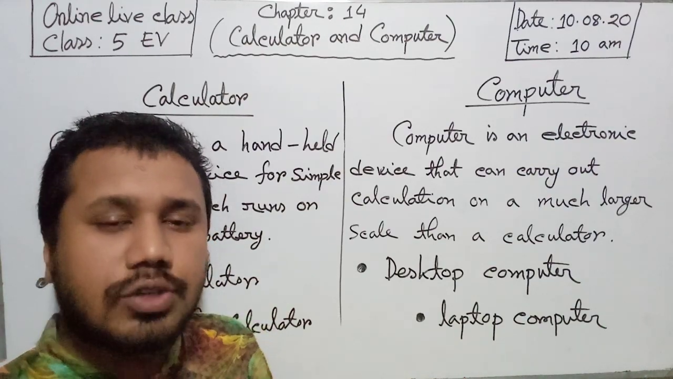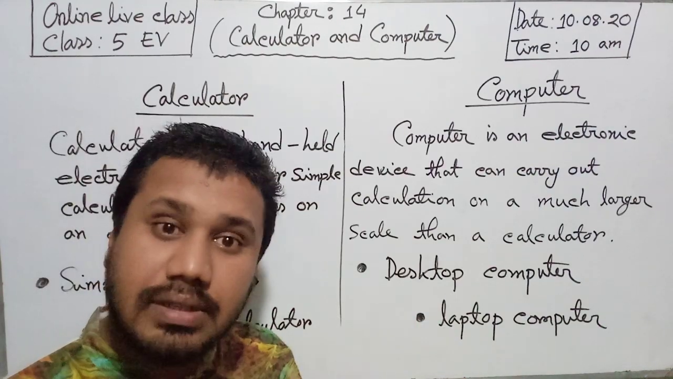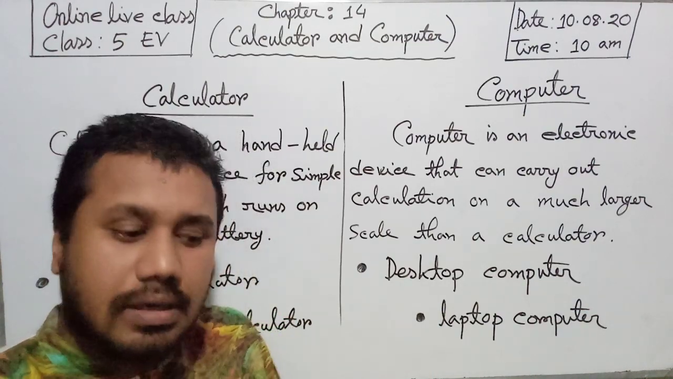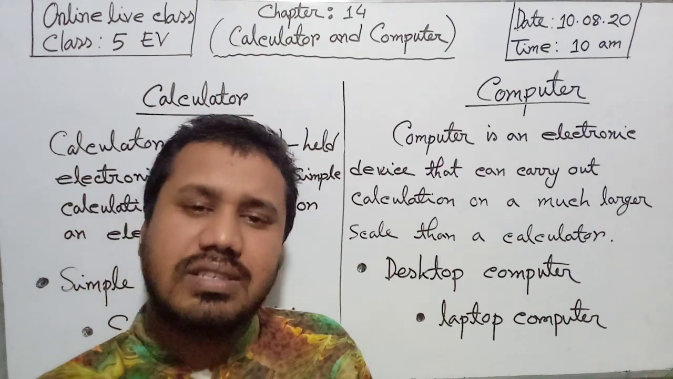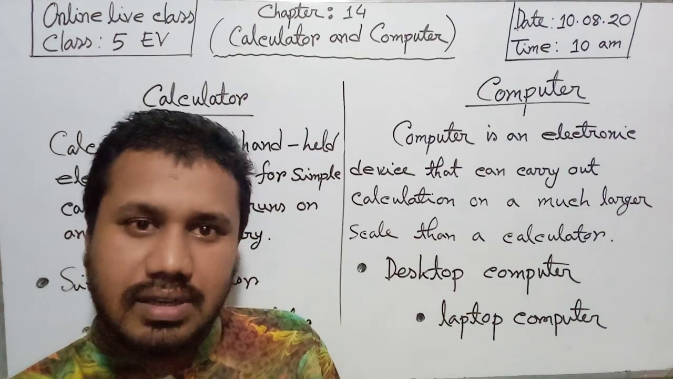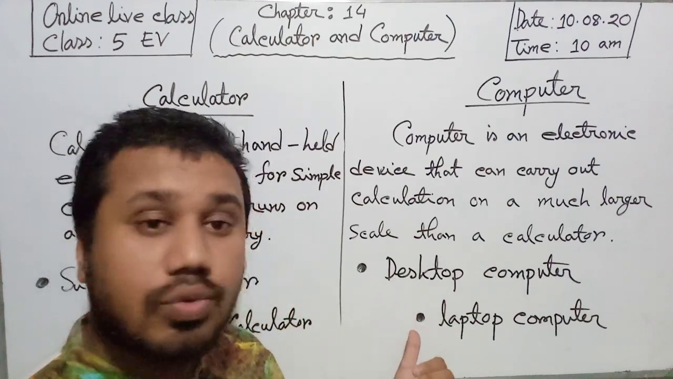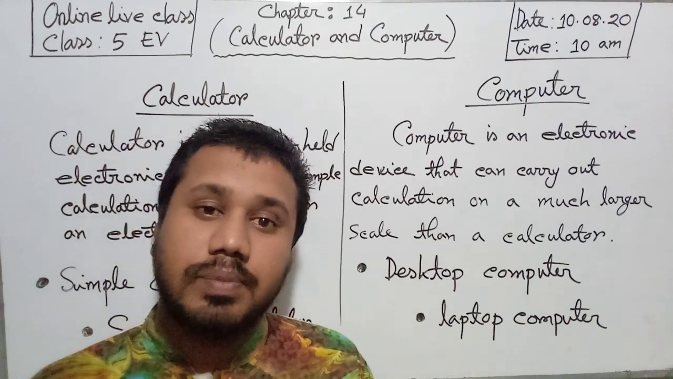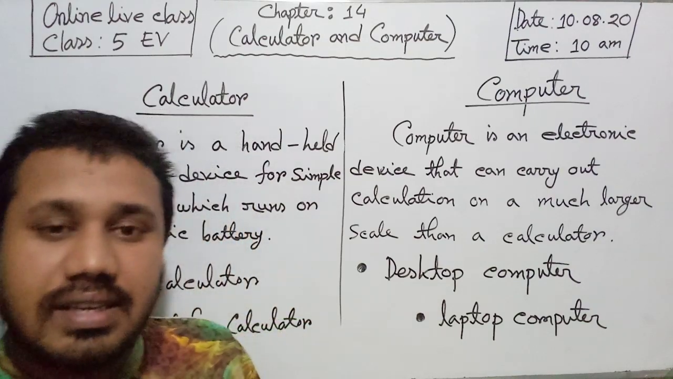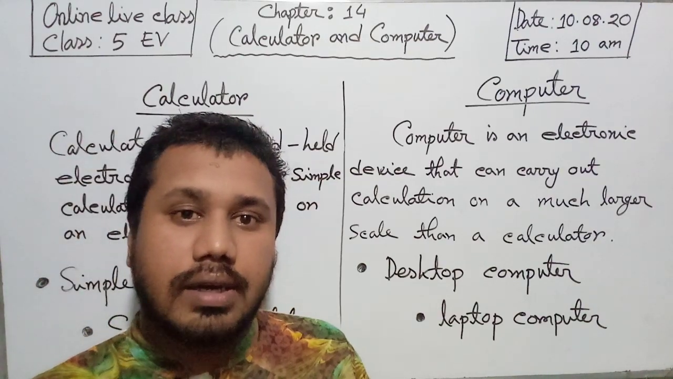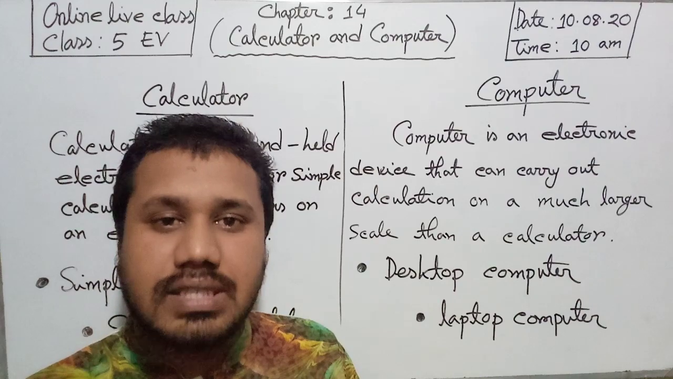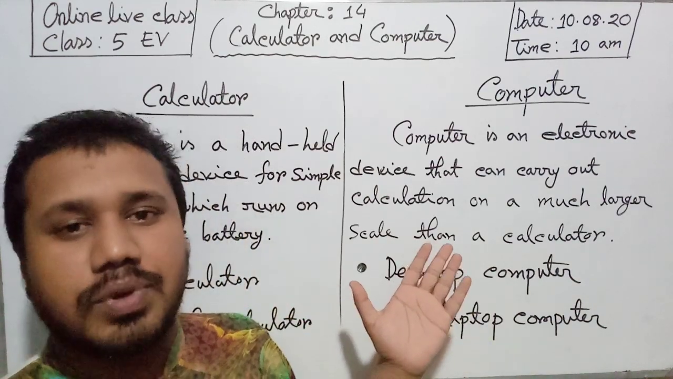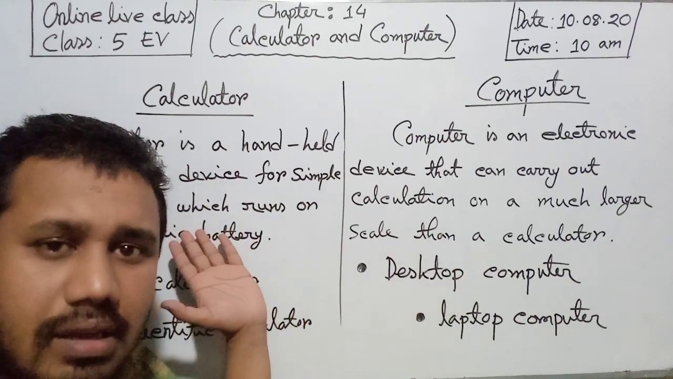Naturally we have two types of computer, desktop computer and another one, laptop computer. Our smartphone, mobile, is also one kind of computer. But for discussion we use only these two, desktop computer and laptop computer. So we can say finally, for solving much larger scale calculation we need a computer, rather than a calculator.